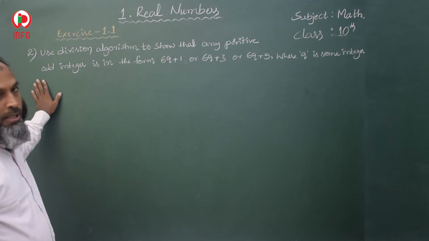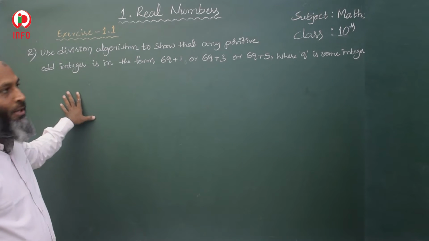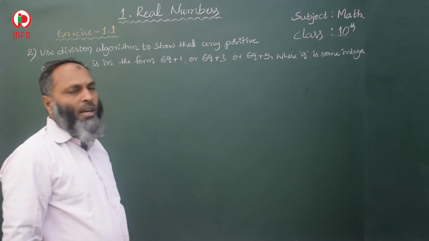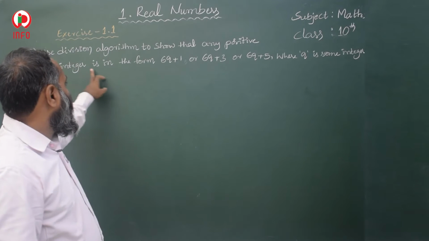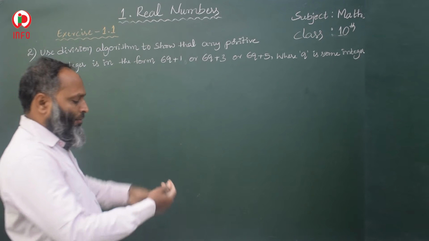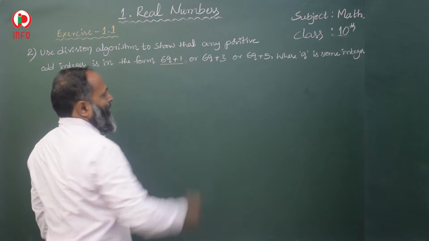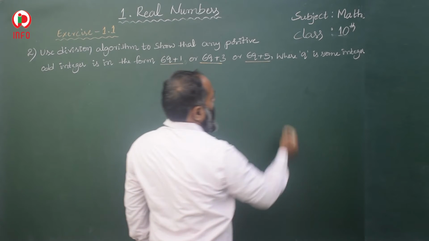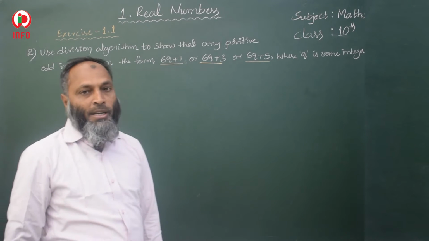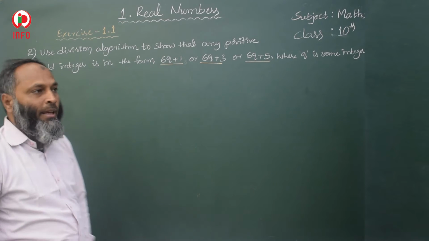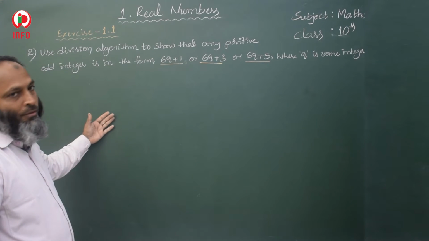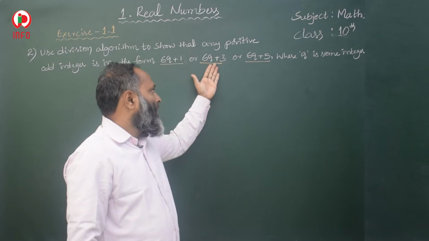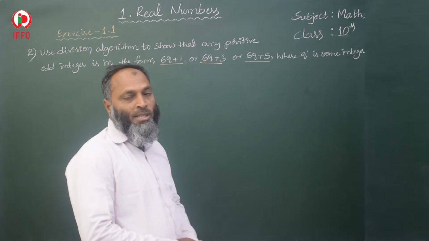Now the next question. In exercise 1.1, the question is: using the division algorithm, show that any positive odd integer is in the form of 6q plus 1, 6q plus 3 or 6q plus 5, where q is some integer. So any positive odd integer is in the form of 6q plus 1, 6q plus 3 or 6q plus 5.